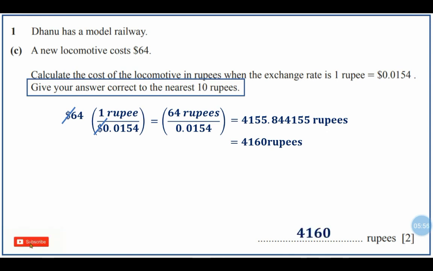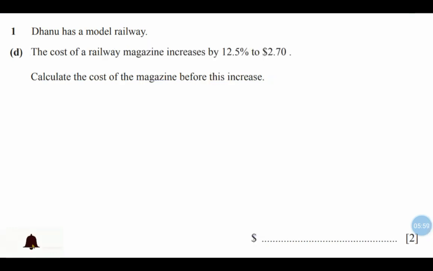Let's move on to letter D. The cost of a railway magazine increases by 12.5% to $2.70. Calculate the cost of the magazine before this increase. So the original cost is what we are looking for. Another thing that you need to consider here is that the value increases, and we don't know the original value that increased.